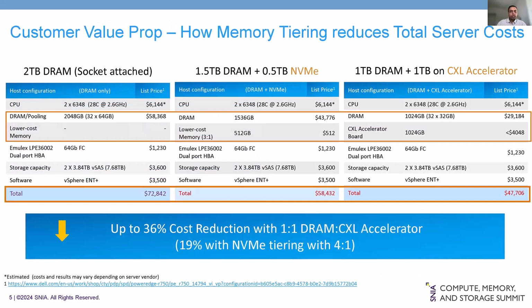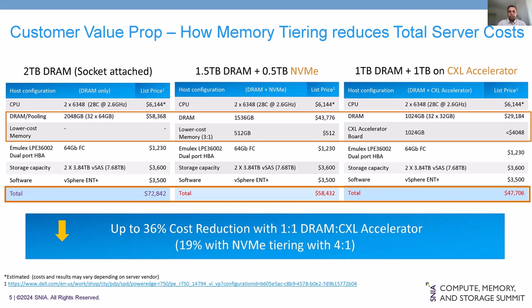So now let's look at the cost comparison. On the extreme left is the 2 terabyte DRAM only cost comparison. And basically what it shows is a very high cost BOM for the server, and a lot of the BOM is coming from the DRAM. A lot of the expense is coming from the DRAM allocation.